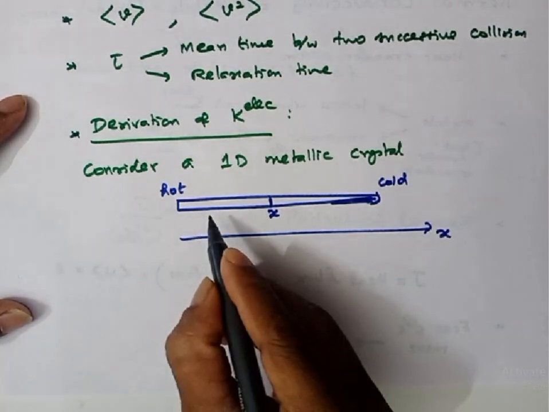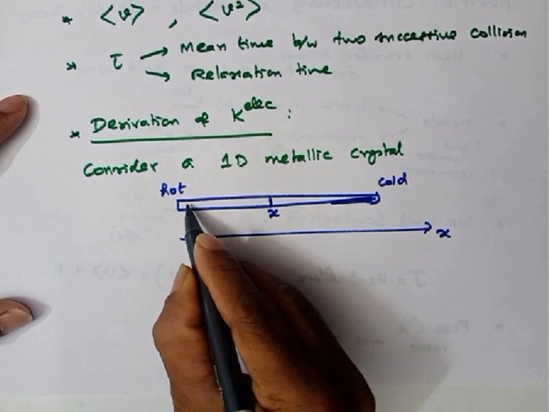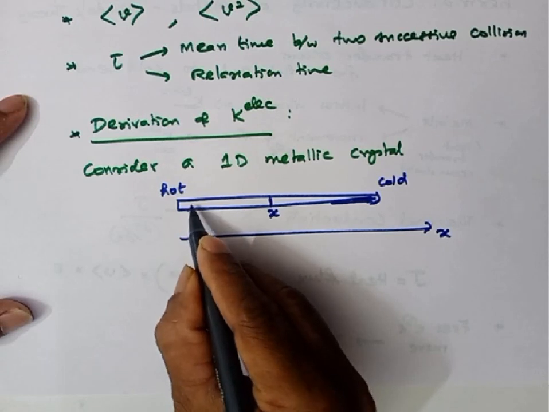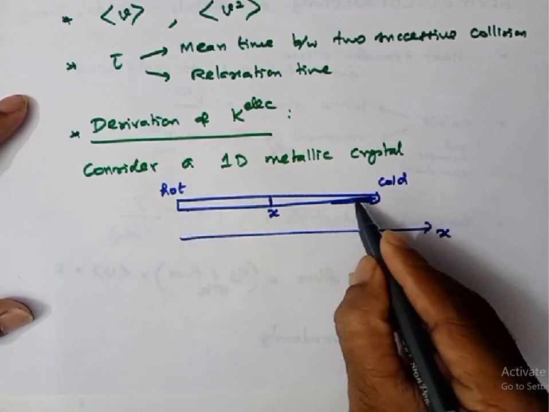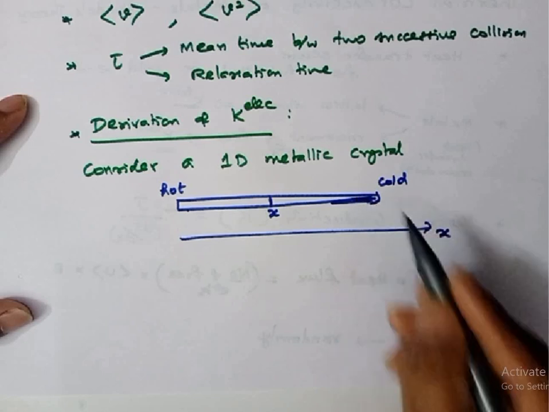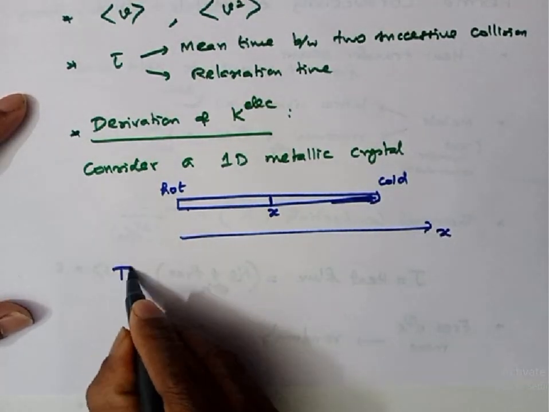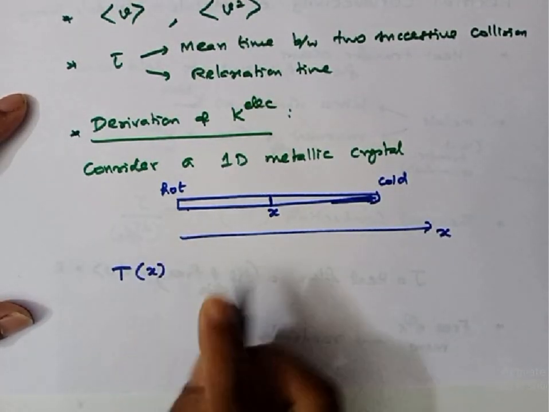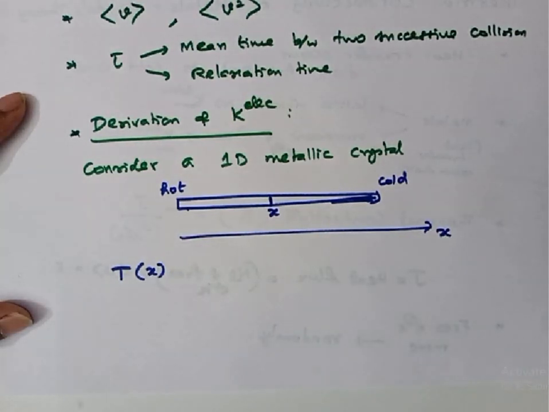So what I'm going to do here, suppose you take any point near the hot end, the temperature will be high here. Any point at the cold end, if you take, the temperature will be low here. So temperature is a function of the position x, right?